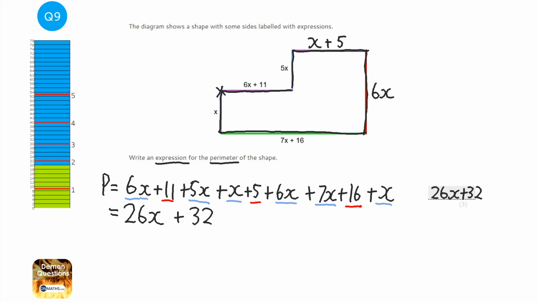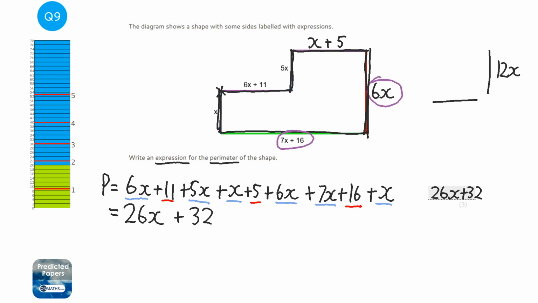Now, a different way I could have done this is just focused on this one and doubled them. Now, let's have a look and see how that works. If this length here is 6x, then these two here would add together to make 6x. So in total, we have 12x going down.